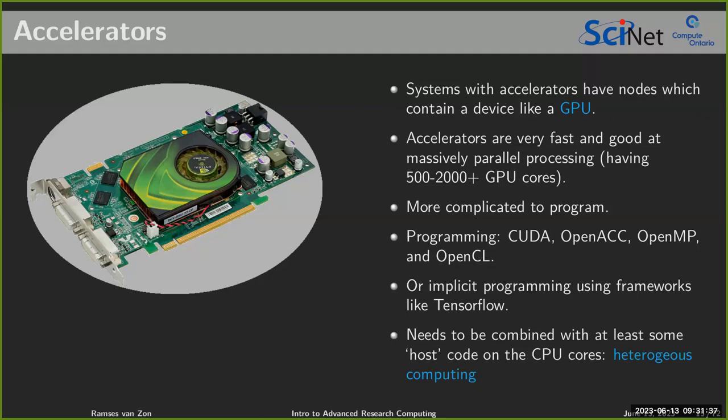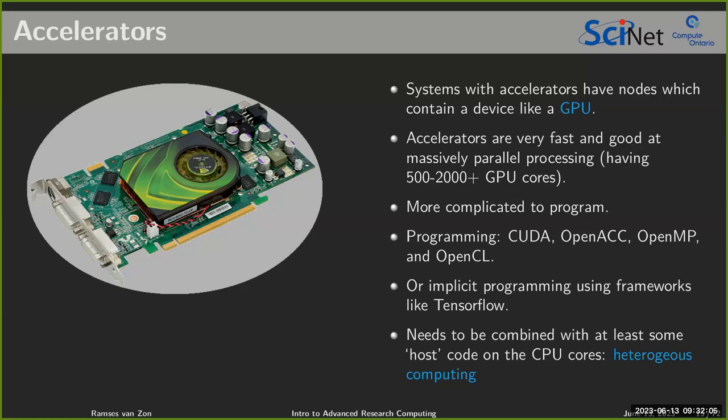Okay, so as I alluded to already, these accelerators are combined with a host. The host in this case would be the node or the workstation that the accelerator card is plugged into. And so you've got a heterogeneous system. There's some, let's say, regular cores or CPU cores, and then there's the accelerator that is separate, and things have to be coordinated between the two.